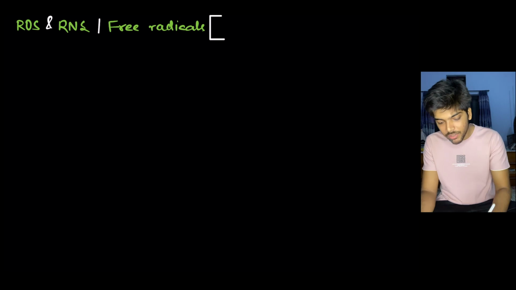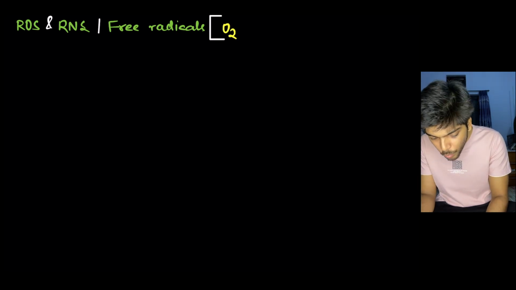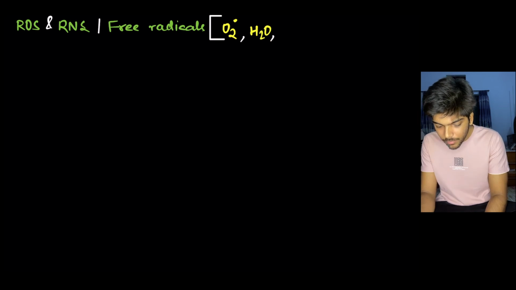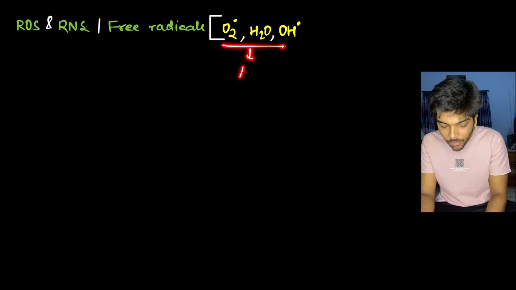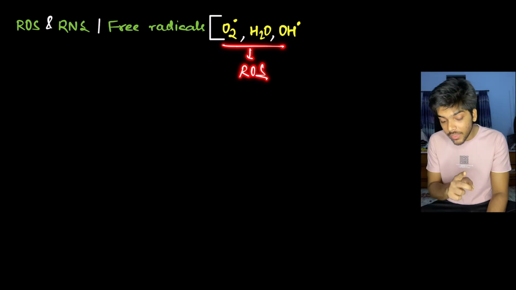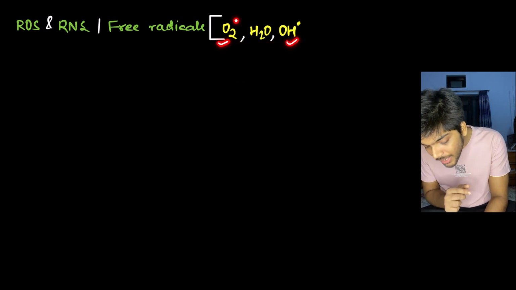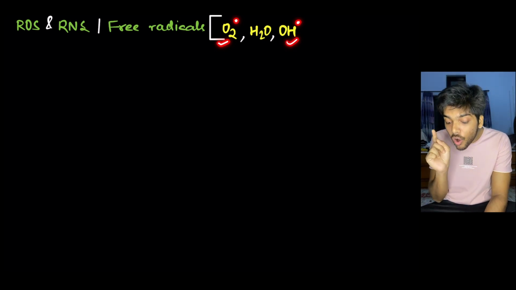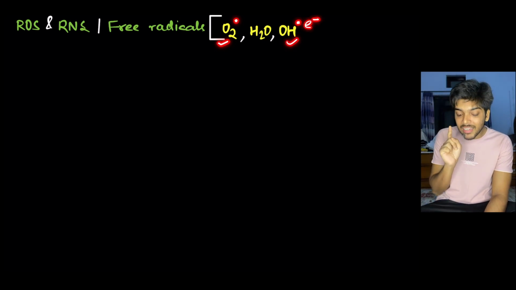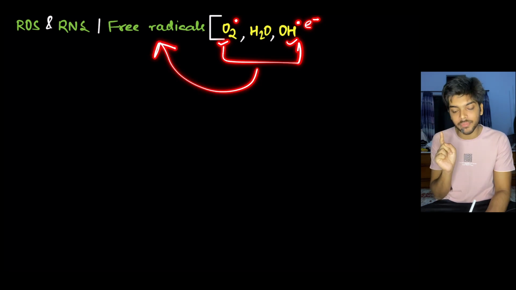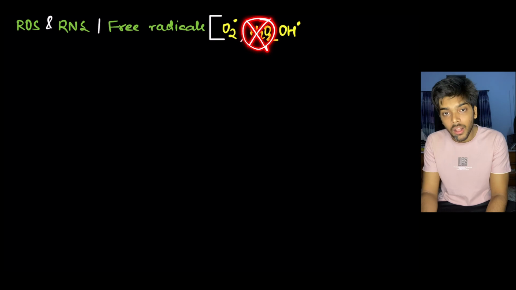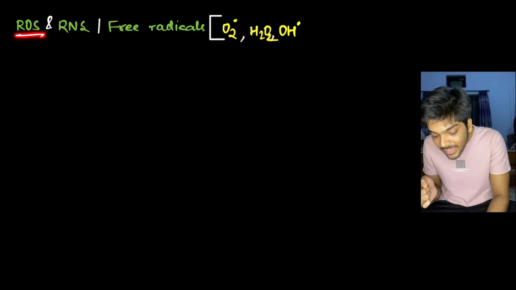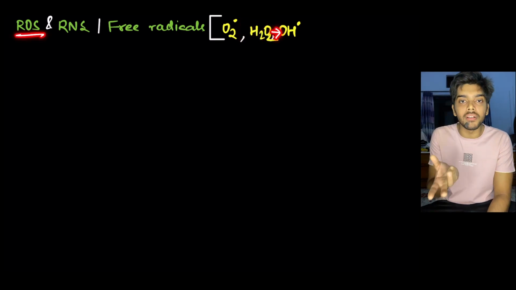Three important reactive oxygen species are superoxide, hydrogen peroxide, and hydroxyl. All three of them are reactive oxygen species, but only two of them contain a dot at the top. This dot represents that unpaired electron. That is why these two are free radicals. Hydrogen peroxide, on the other hand, is not a free radical, but it is highly reactive because it can give rise to other free radicals like hydroxyl.